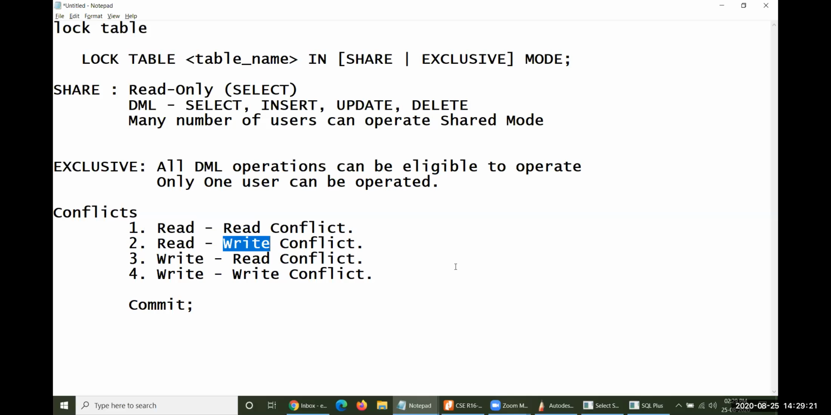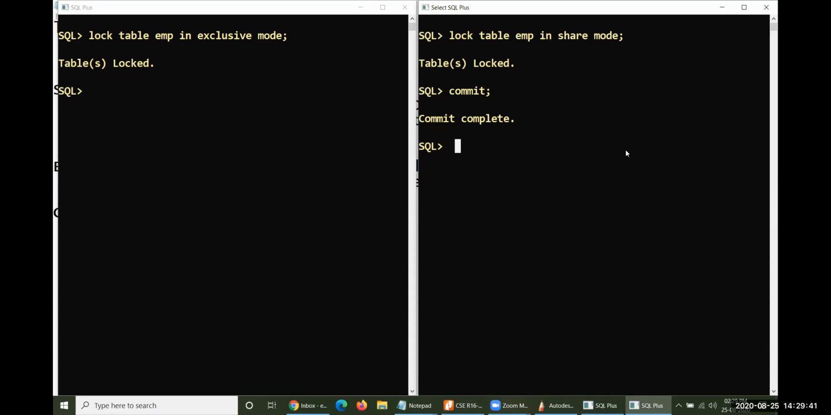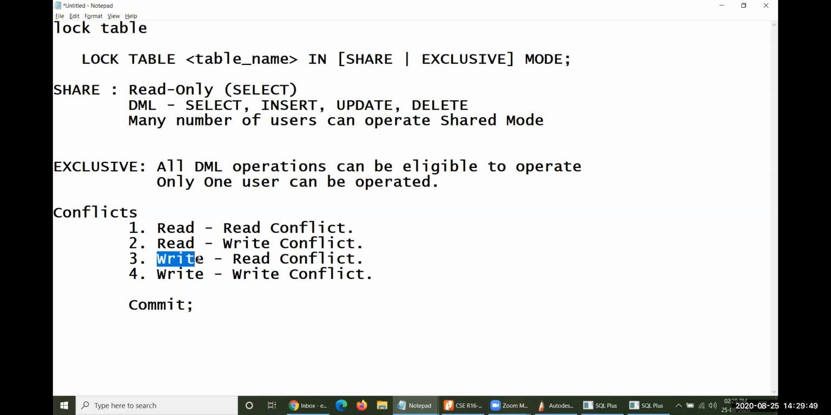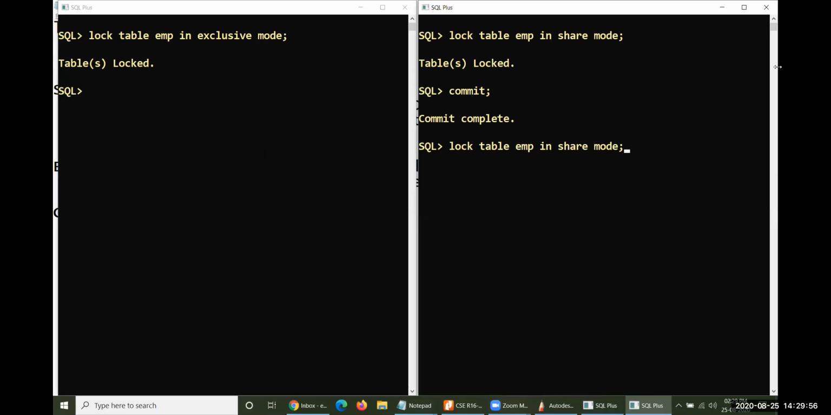Okay. Now write-read. Here also, let me operate commit. Write-read: the first person has operated a write operation, that is exclusive mode. Yes, he operated exclusive mode here. Now the second user wants to operate read mode, that is, share mode. Write means exclusive, read means share mode. He is trying to operate share mode here. How could this be? Let us examine.